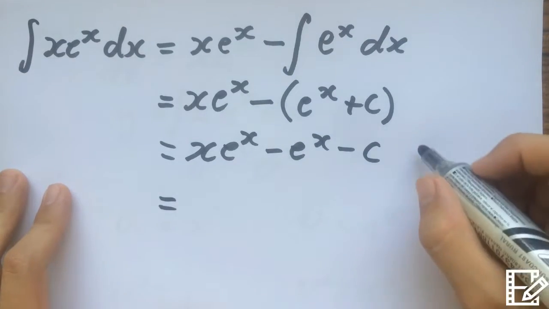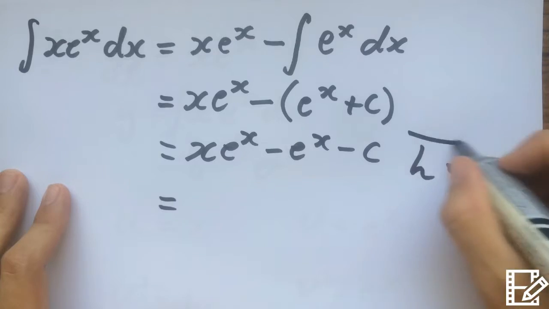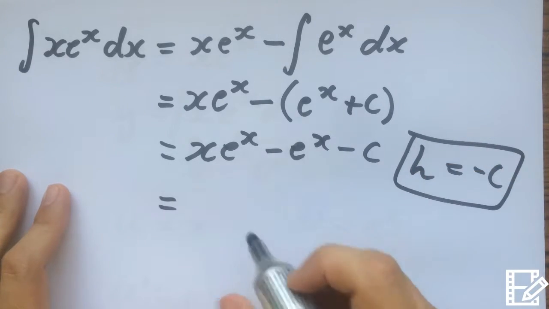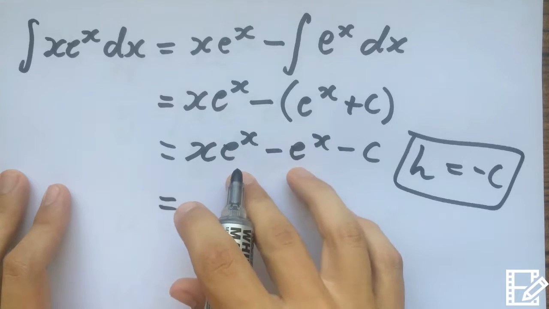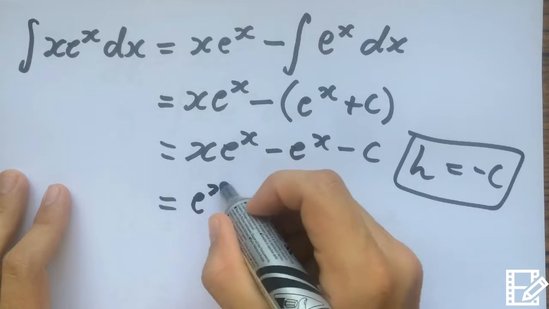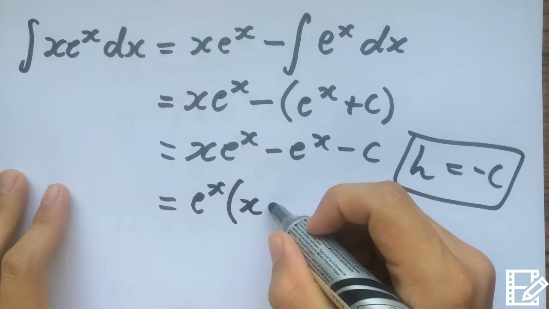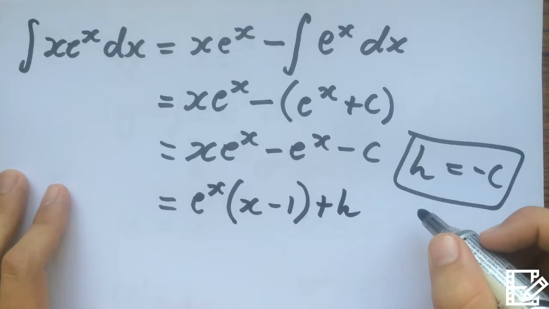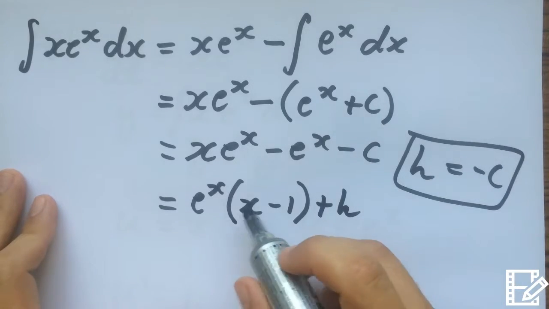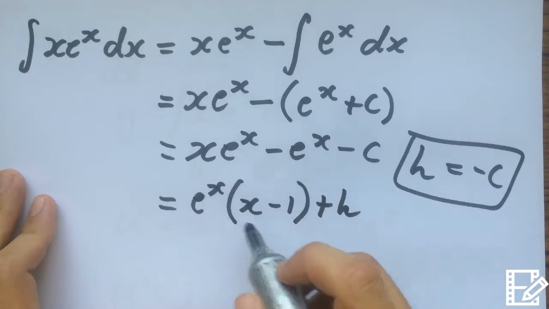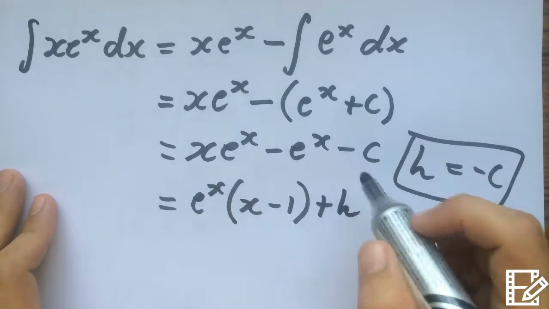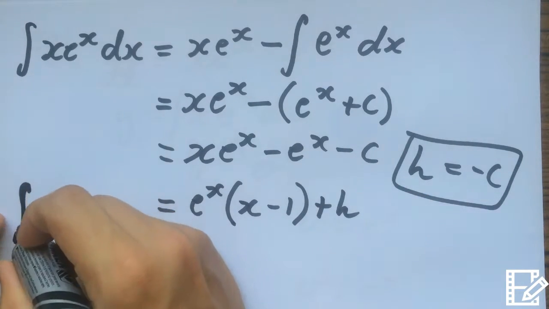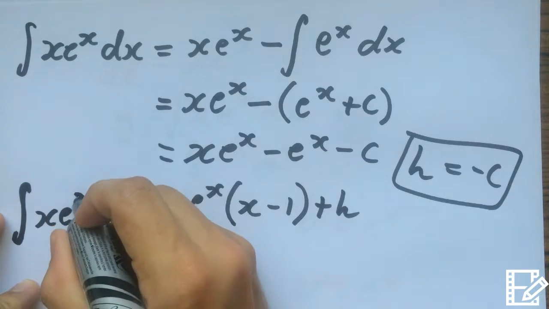So I'm going to say h is equal to negative c. Therefore, I can write positive h instead of negative c. I'm also going to factor out e to the x, and factoring out e to the x will look like something like this, and then the plus h. This is our simplified version of this. This is the exact same as this. And that means that is your answer.